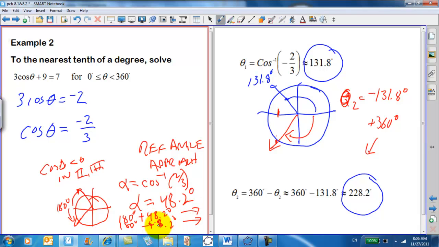Now, in either way you think about it, the point is to draw a picture. A lot of students will sit there and say, well, why'd you add 180? Why'd you subtract it from 180? How'd you get this formula? This is not so much a formula as a visual thinking of where you are in the quadrants and what the working angle is going to be in the reference angles.